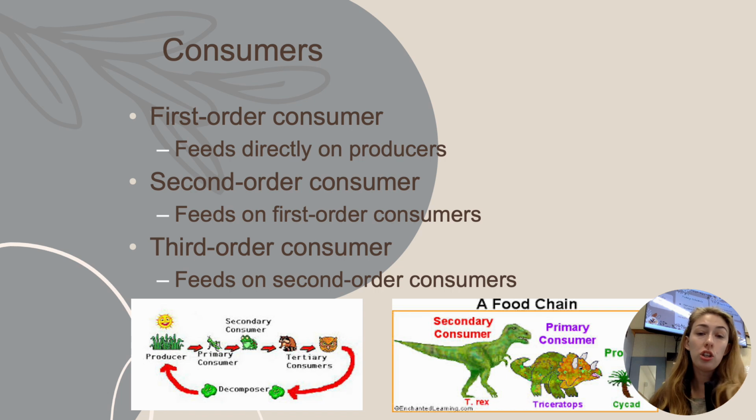So, consumers can be divided into different orders. Producers make the food. Our first order consumers feed directly on those producers. Second order consumers feed directly on the first order consumers. Third order consumers feed on the second order consumers. So we go producer, first order, second order, third order. Okay, you can see this in the little pictures down below.